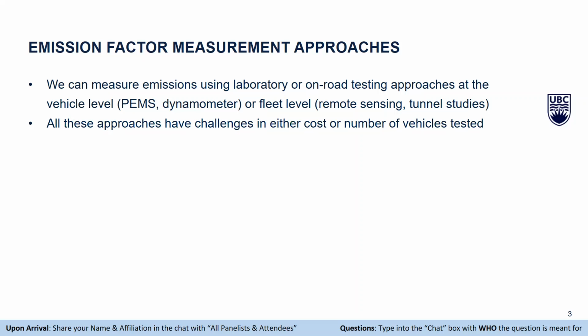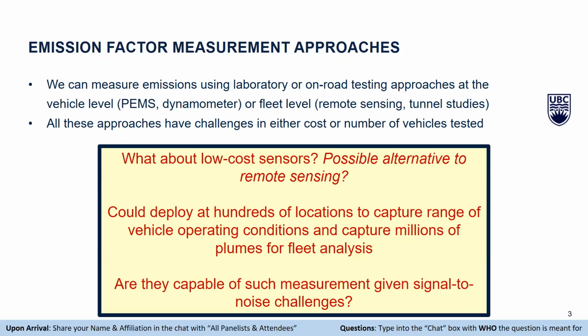But all of these approaches have challenges in either the cost or number of vehicles tested or operating conditions that are captured at the site. That's specifically true in terms of remote sensing and tunnel studies. And so the question here that Bingxi had been working on, that I've been thinking about, is what about low-cost sensors? Could these be a possible alternative to that near road or roadside remote sensing of emissions?